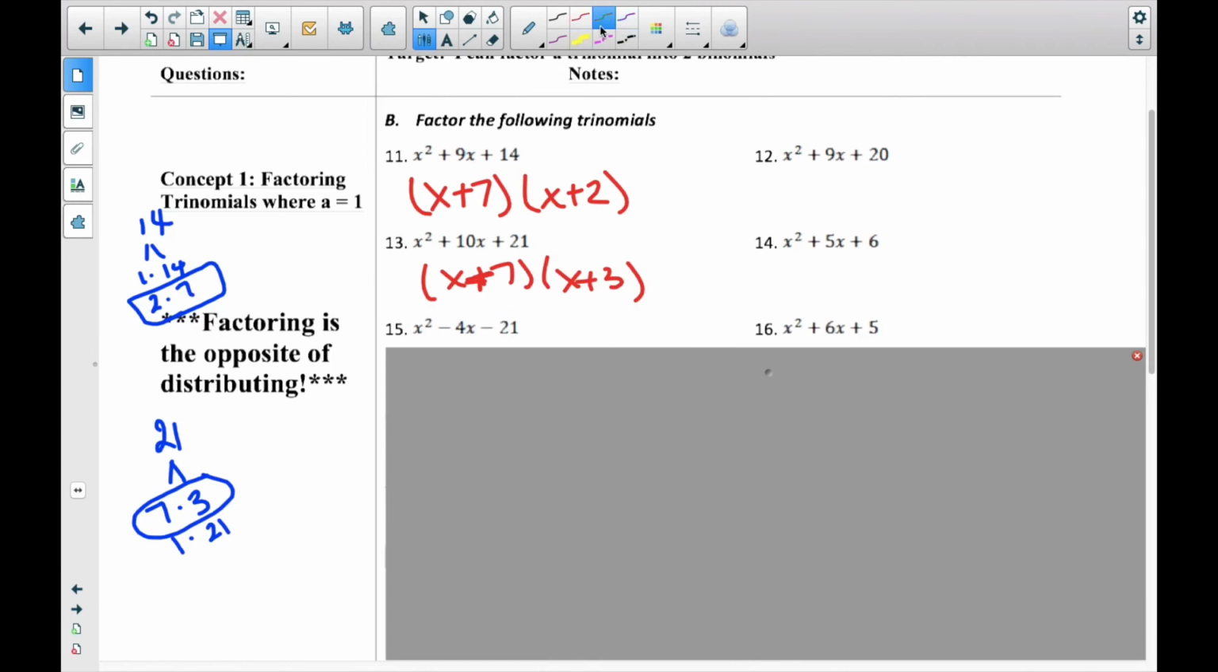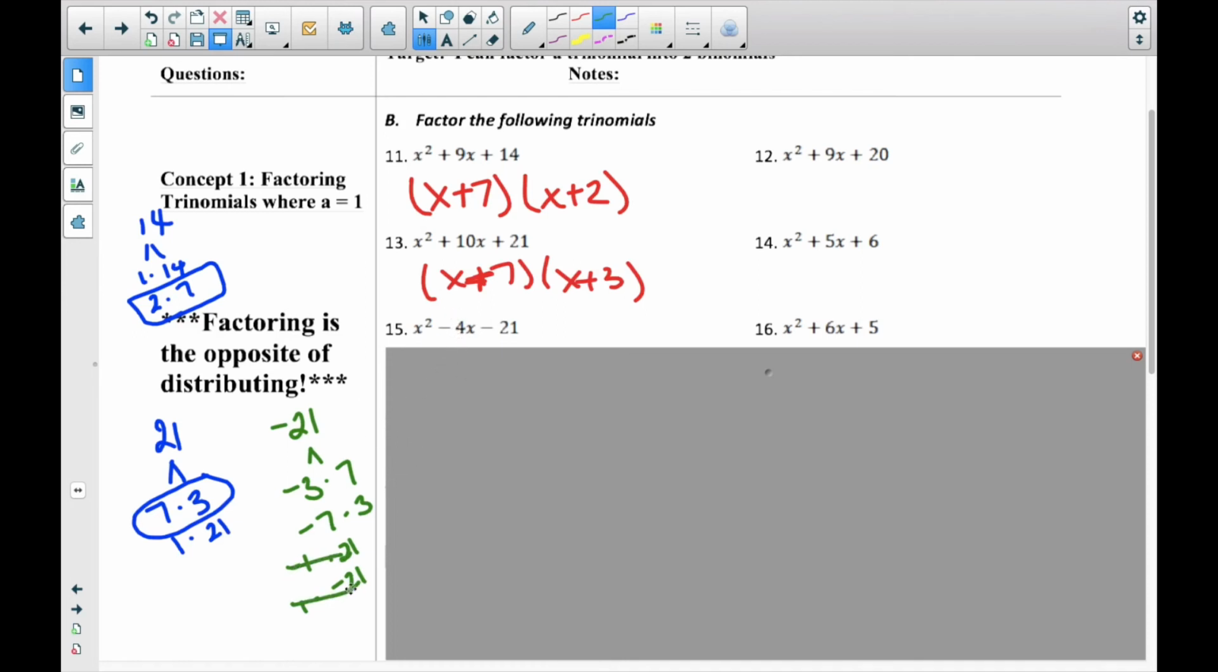And so we want to pay attention to that negative this time. We didn't really pay attention to the negatives, but here we need to because we have a negative 21. So that could be a negative 3 and a positive 7, or a negative 7 and a positive 3, or a negative 1 and a 21, or a positive 1 and a negative 21. We have more options. We need to find out which ones add up to a negative 4.